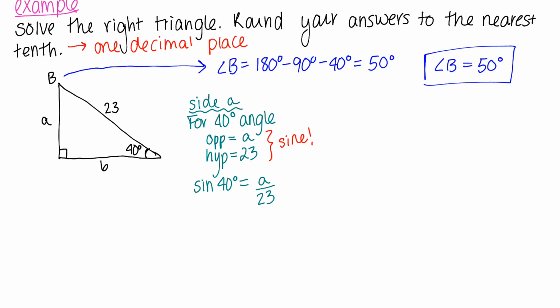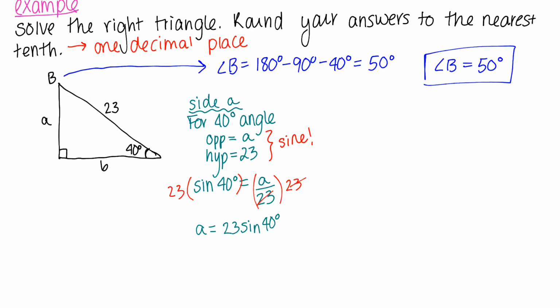I want to get the A by itself, so I can multiply both sides here by 23. And that cancels the 23. So A is equal to 23 sine of 40 degrees. I need to grab a calculator real quick. I'm going to go do that.